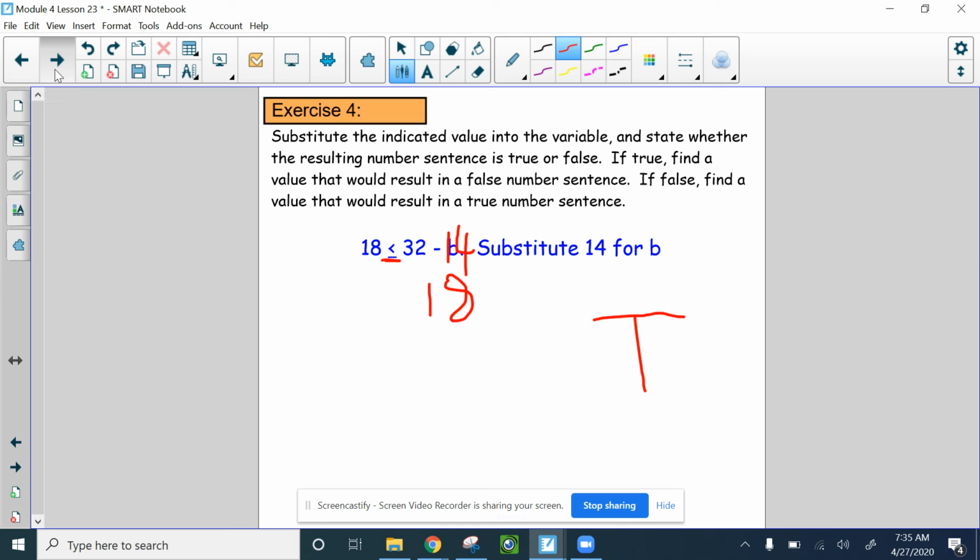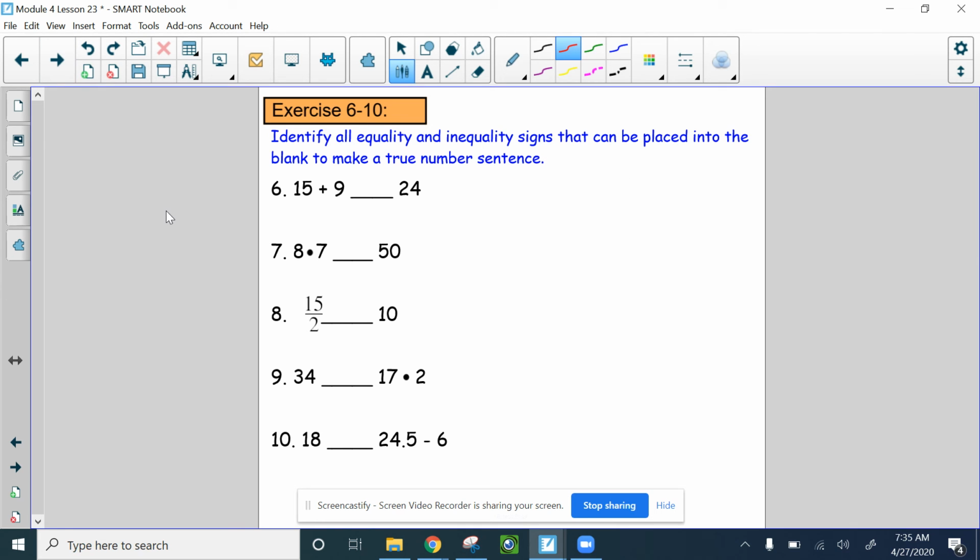The last thing that we're going to look at is we're going to quickly figure out what kind of symbols could fit in the middle here. So if I have 15 plus 9, and I want to add those two numbers together, I would get a 24 here. So what symbol could go in the middle? Well, I could have a less than or equal to symbol because 24 is less than or equal to 24. I could have just an equal sign, or I could have a greater than or equal to symbol as well. All of those would work if I were to compare those two sides.